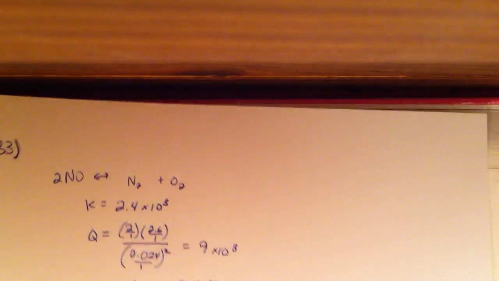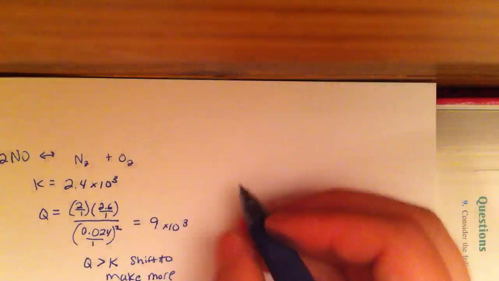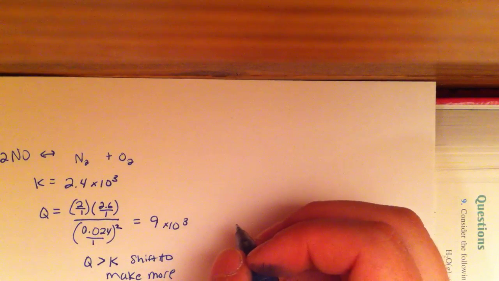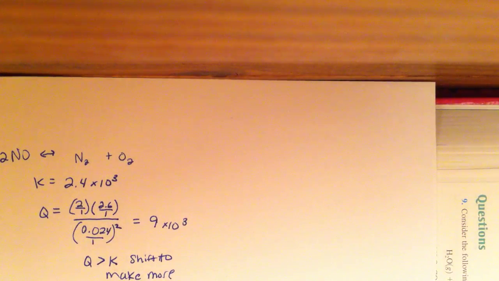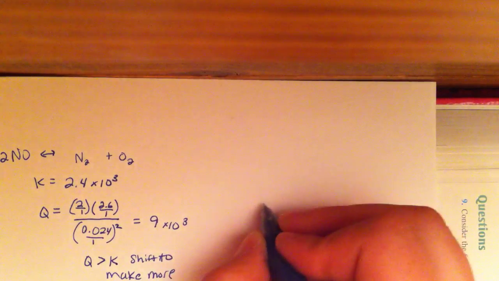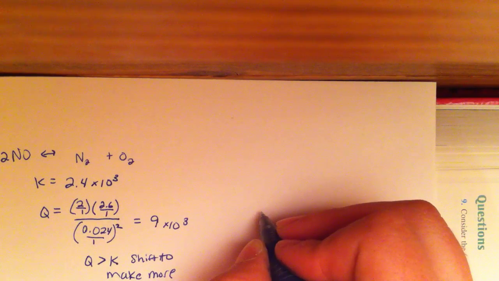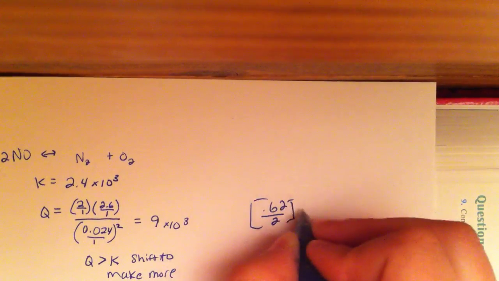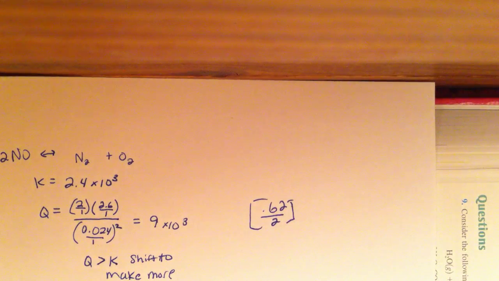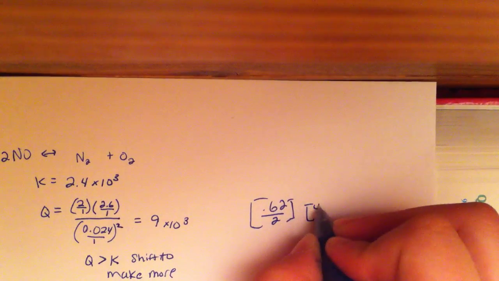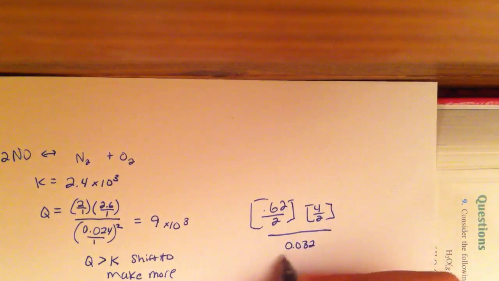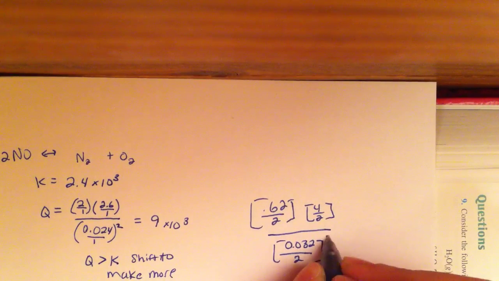Alright, so I'm going to also do B for you just to make sure you really got it. And B gives us some different values for moles, and it also gives us 2 liters. So we're going to use the same products over reactants, but I have new numbers. So this is going to give us products 0.62 over 2. And you should use brackets here. And we also have 4 over 2. And the last one is 0.032 over 2 raised to the second power.